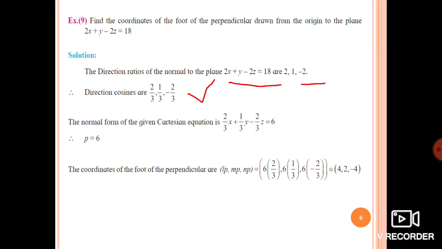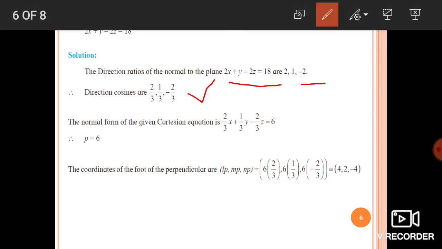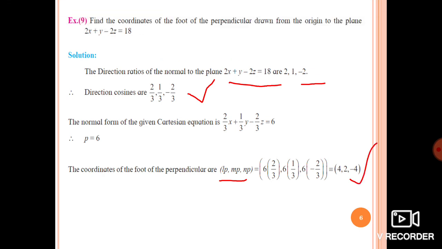The coordinates of the foot of the perpendicular are LP, MP and NP. Plugging in the values, you will get 4, 2, minus 4. These are the coordinates.